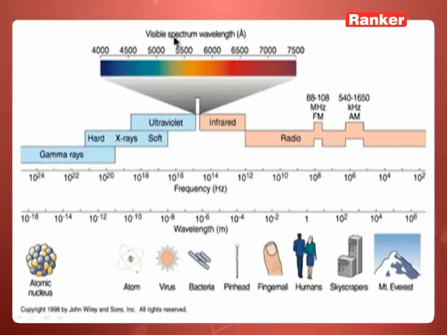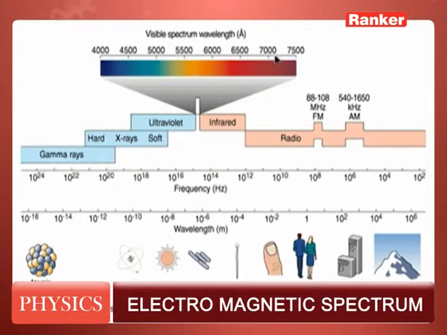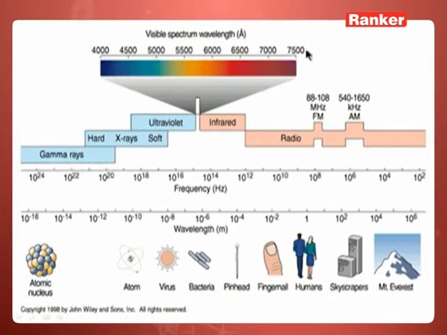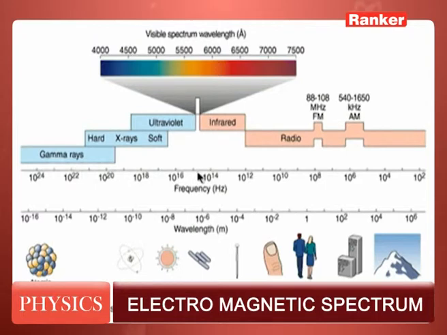So here you see this is the visible wavelength which we all are familiar with. This is 4000 angstrom and 7500 angstrom. This is for red light and this is the violet light. The whole region is for visible light, which occupies a very small window of the whole electromagnetic spectrum. The wavelength of visible light is nearly 10 to the power minus 6 meters and the frequency is nearly 10 to the power 14 or 15 hertz.